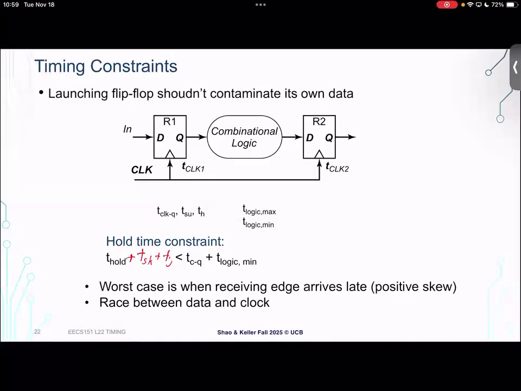So in practice, in solving problems for this class, you can assume that these skew and jitter terms are 0 unless we specify otherwise in the problem, because a lot of first order analysis, you just don't consider these terms. But if you want to really get the details right, you do need to account for clock skew and clock jitter.